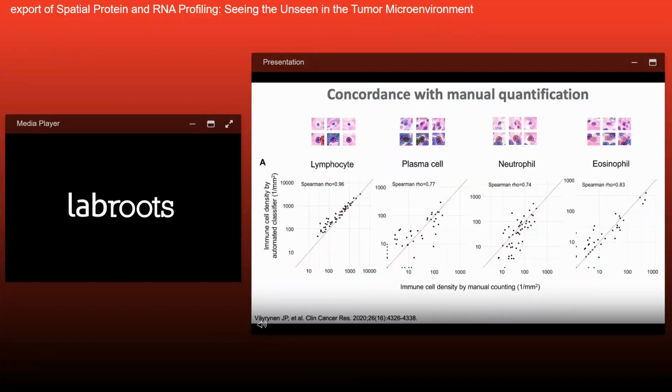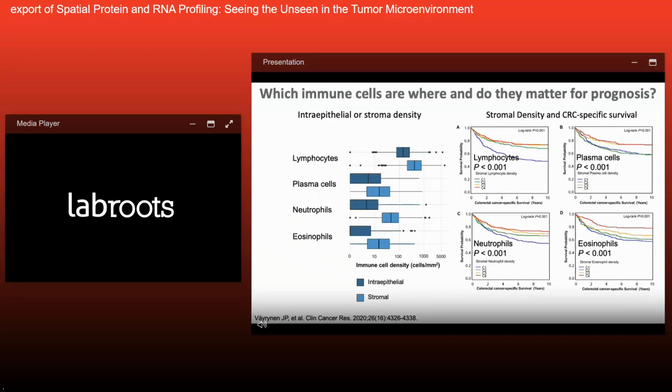While not all immune cells can be identified by morphologic analysis alone, some immune cell types can. These include lymphocytes, plasma cells, neutrophils, and eosinophils. We trained machine learning tools to identify these cells just by using H&E morphology and showed that they performed quite well in comparison to manual identification by a GI pathologist. We then used these tools to analyze our cohort of colorectal cancer patients.